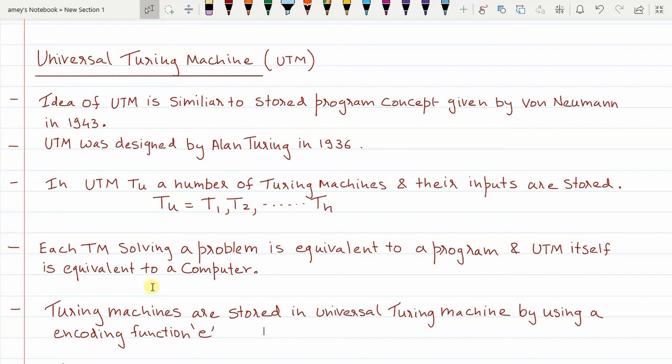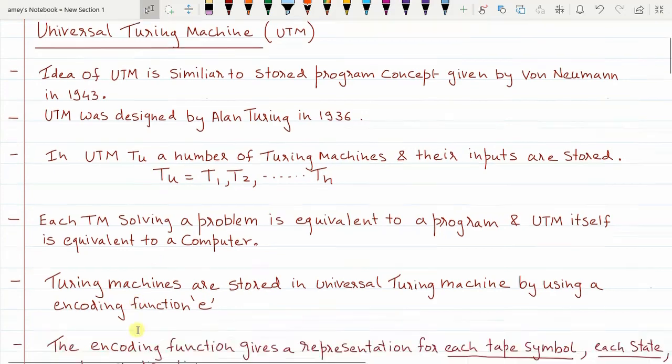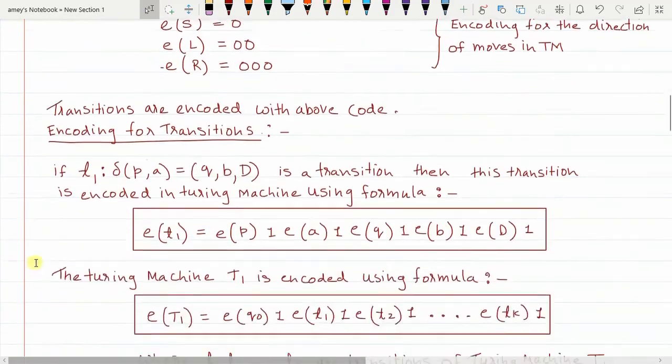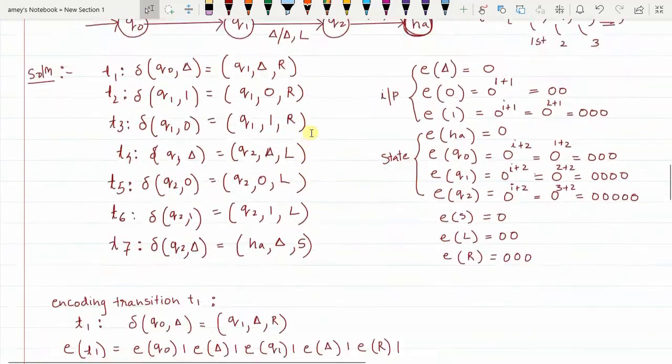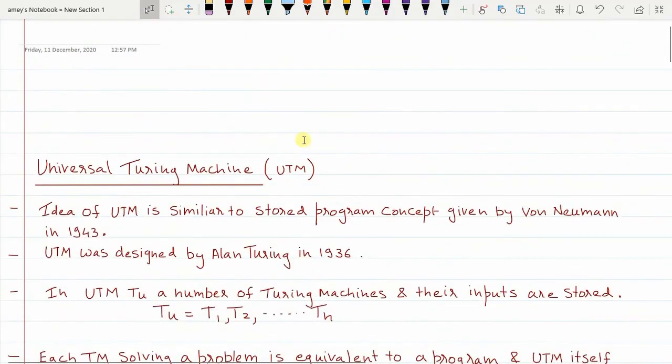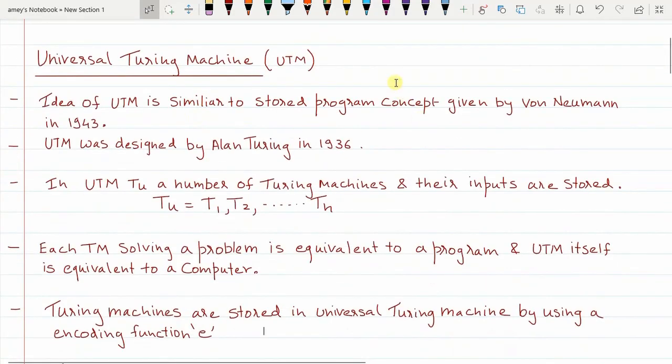On universal Turing machine also you get theory questions, and they might give you a problem and ask you to encode a particular Turing machine. So this is a very simple task, right? So with this I would like to end my lecture.